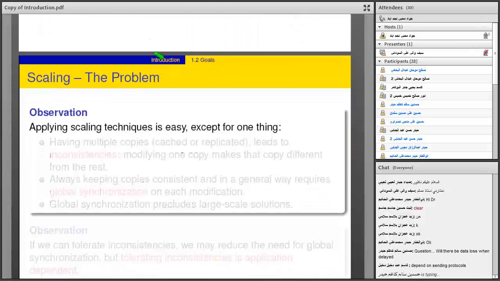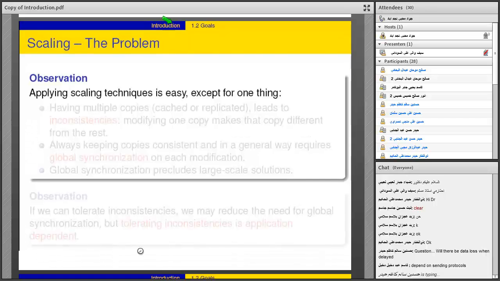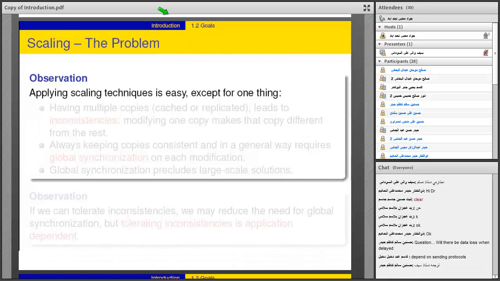Yes, Qasim, it depends on the sending protocol, the different protocols which are utilized in the network. The problem is related to the network.